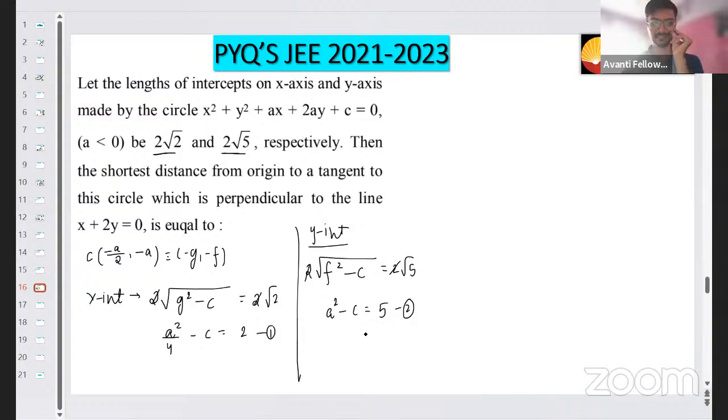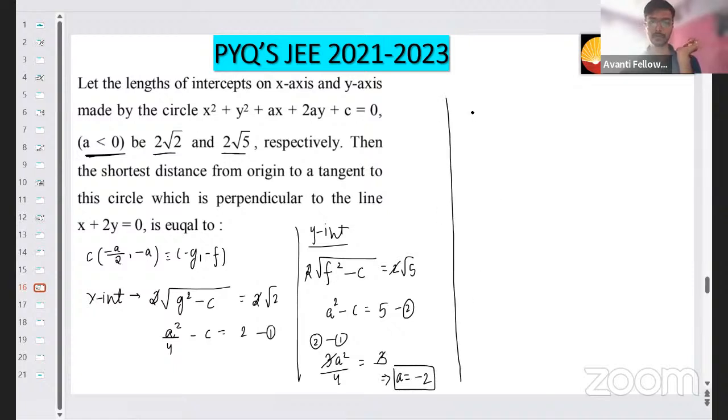So, if we subtract them, 2 minus 1, c and c will get cancelled. A square minus a square by 4, so I'll get 3a square by 4 is equal to 3. 3 and 3 will get cancelled. This implies a is 2. But a is less than 0, it is given. So, a is not 2, a is minus 2, because it is given a is less than 0. So, a is minus 2. Okay, so that leaves us with c. A is minus 2, so 4, 1. c will be minus.